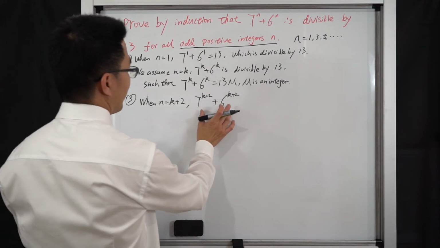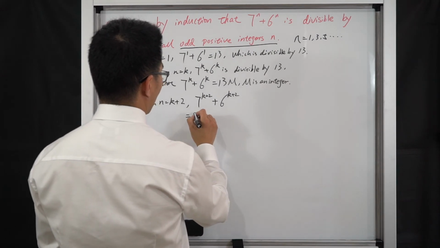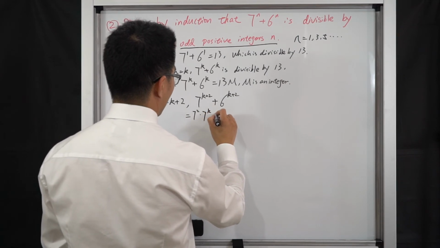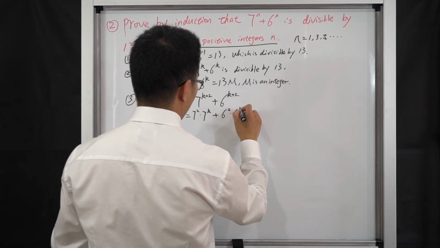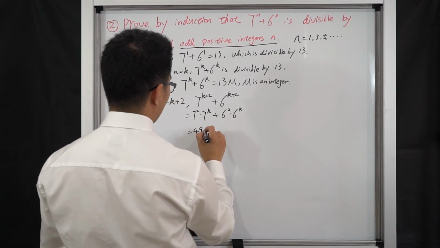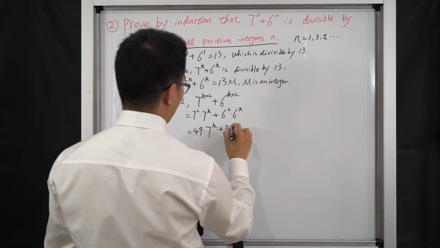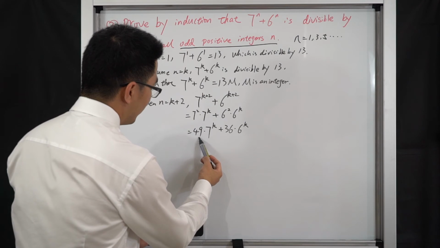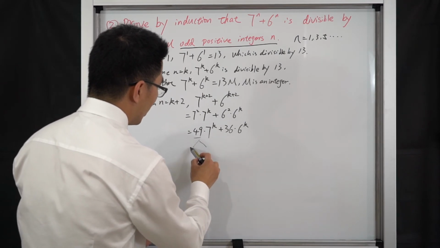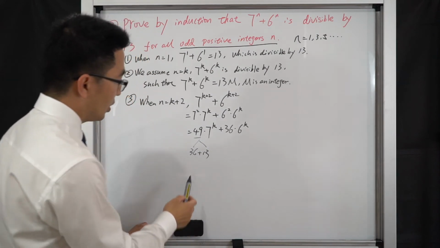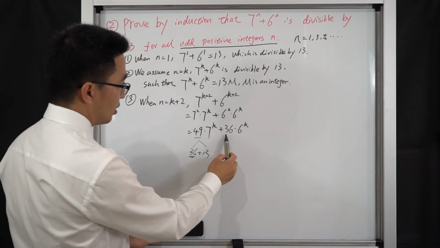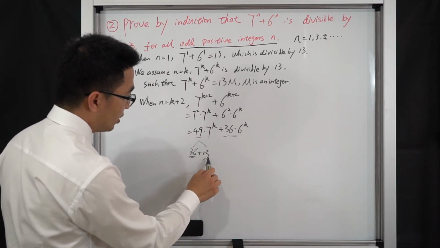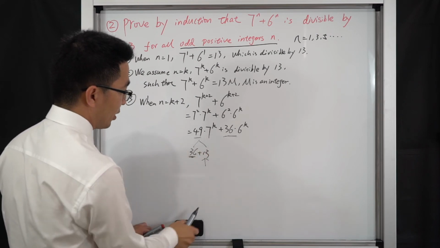Okay, then we can simplify this one, equal to 7 to the power of 2 times 7 to the power of k plus 6 to the power of 2 times 6 to the power of k, which would be 49 times 7 to the power of k plus 36 times 6 to the power of k. Since this 49 can break down into 36 plus 13, right? Then we can combine this 36 with this 36, right? Then we still have 13 times 7 to the power of k.